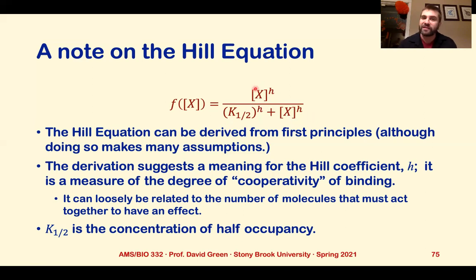K half in the Hill equation is the concentration of half occupancy. If the concentration of X equals K half, then the 2 terms in the denominator are equal and they're double the value in the numerator. And so you get a value of a fractional occupancy of half. You're going to explore the Hill equation a little bit more in the project.